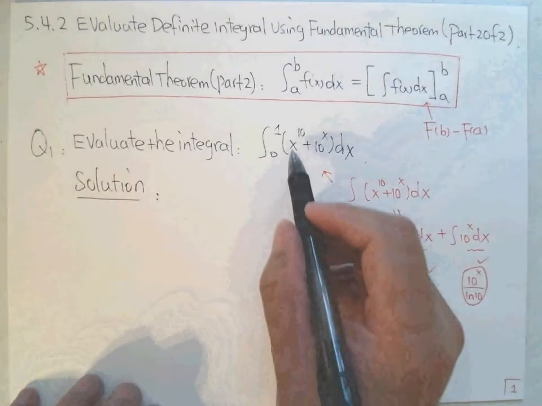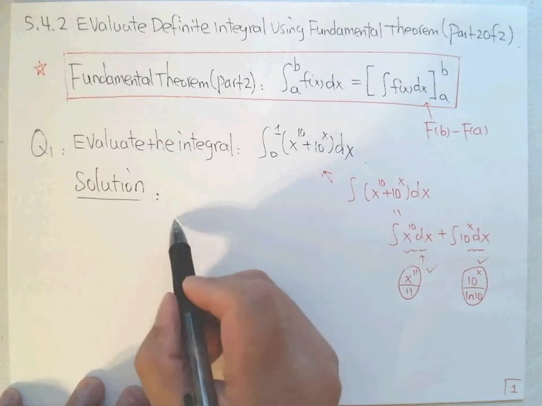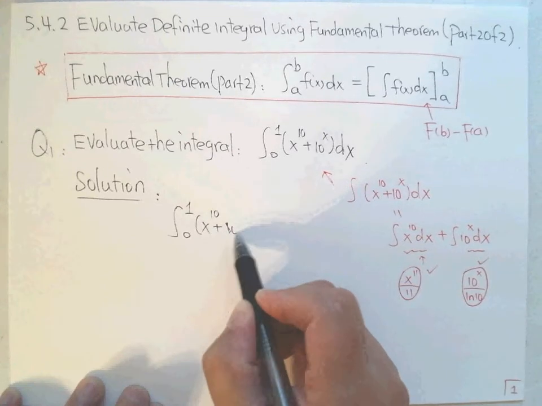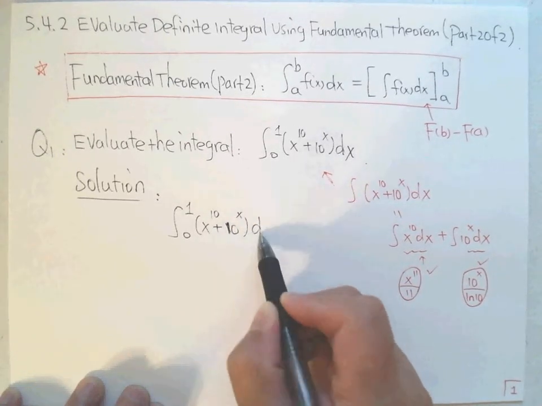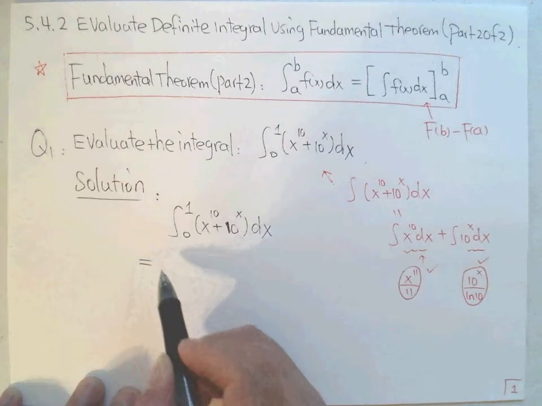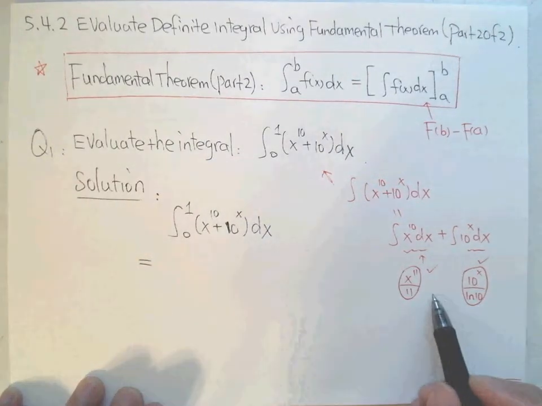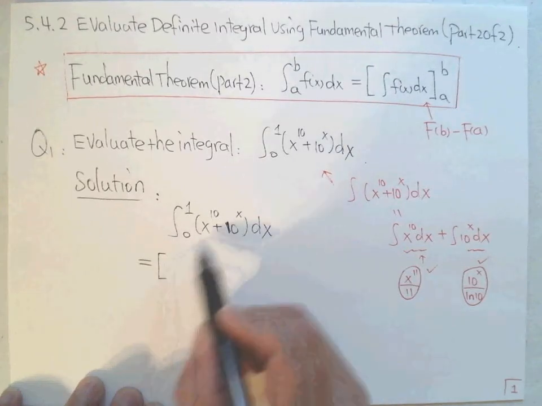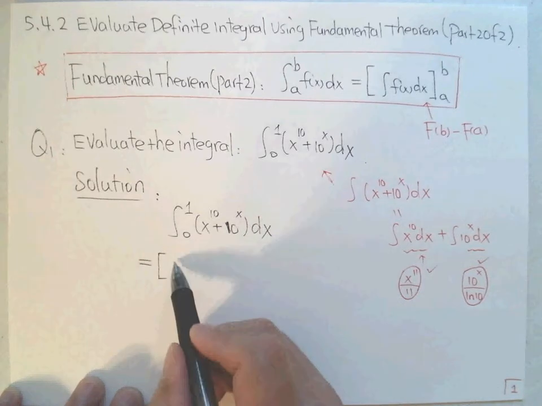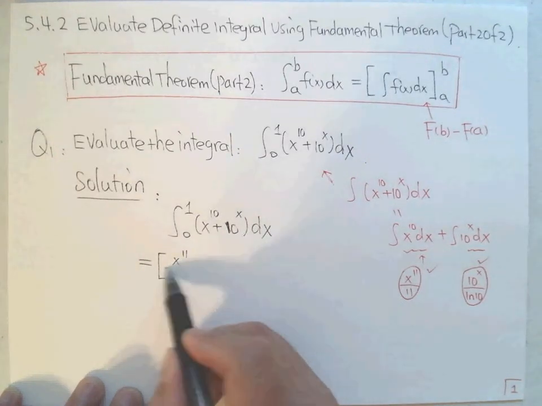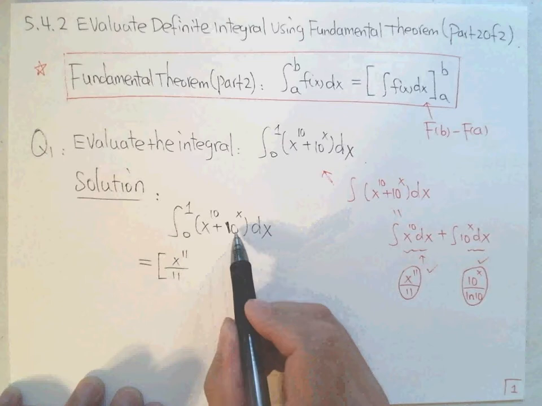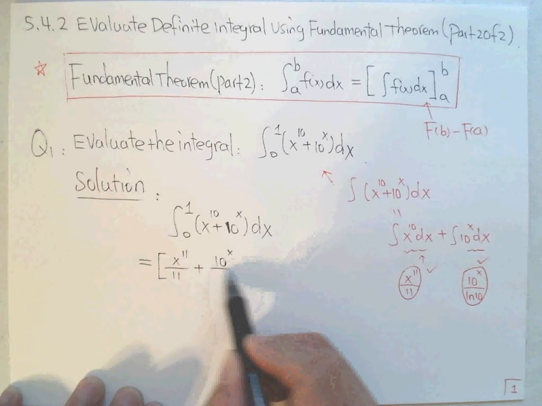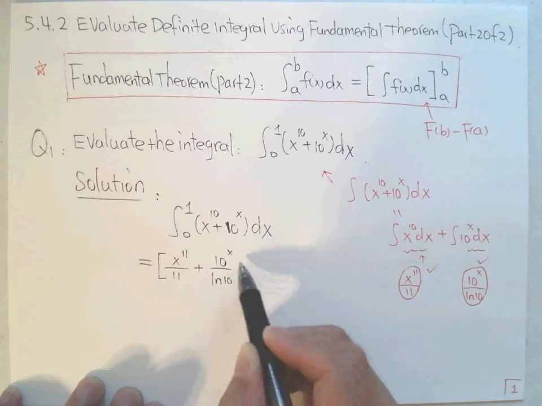Now I will show how to do the calculation. The original question is the integral of x to the 10 plus 10 raised to the x power dx. We need to find the antiderivative, and we already found it. The first is x to the 11 over 11. This is the antiderivative of the first. The antiderivative of the second is 10 raised to the x power over ln 10. And then I put it here.